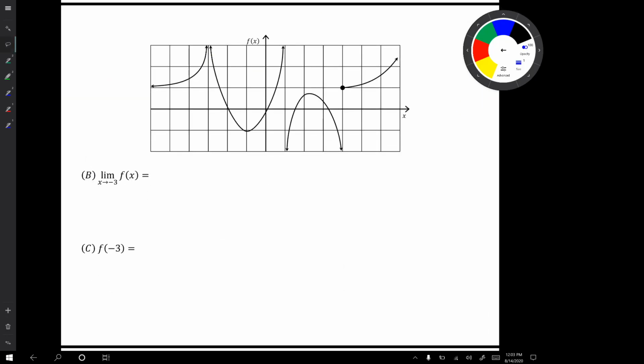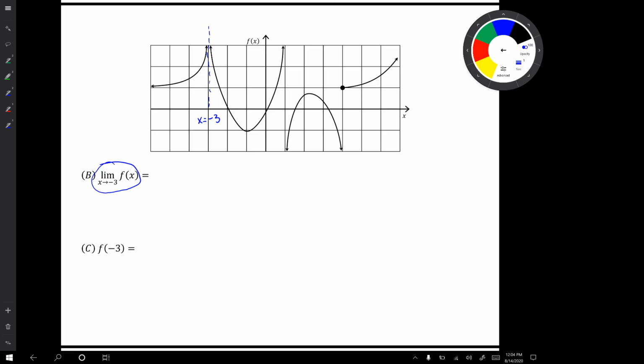Our next examples involve the same graph, but looking at a different part of the graph. Our next question, question B, is to find this limit. Now that refers to the part of the graph where x is getting closer and closer to negative 3, but not equal to negative 3. So let's look on the graph there. You can see that the graph of f has a vertical asymptote at x equals negative 3. So in a sentence, we would say the graph has a vertical asymptote with line equation x equals negative 3, and the graph goes up along both sides of that asymptote.